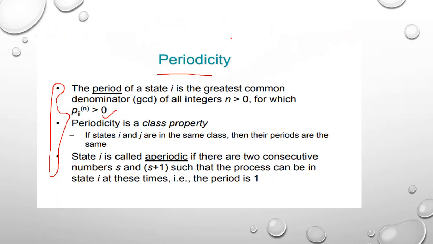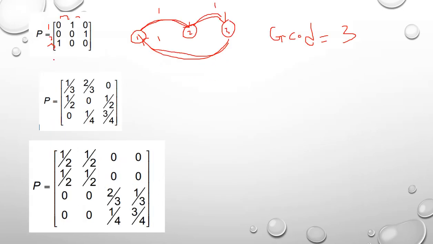Observe what the question is. The probability of state i to state i in n steps means we need to return to the same state. So you can calculate for 2 also. For 2 also you get 3. For 3 also we get 3. So here the greatest common divisor is 3. So the period of this transition matrix is 3, and the chain is irreducible.